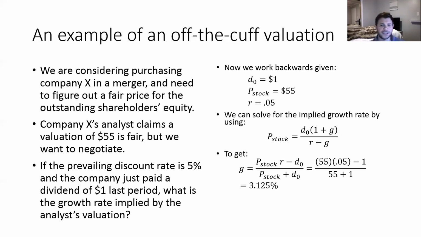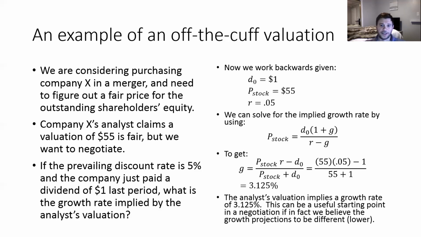And that should make some sense, right? In the last numerical example we did, when the growth rate was 3%, that corresponded to a slightly lower stock price of, I think, $51.50. So when the growth rate goes up a little bit, that's associated with a higher projected price. That is, the analyst valuation in this negotiation implies a growth rate of 3 1/8%.